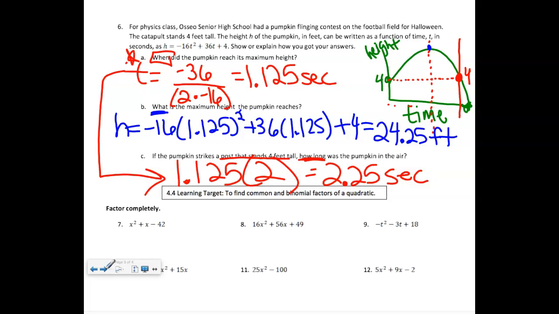Now, I want you guys to notice, A, we use this answer for everything. So if A is wrong, this one's wrong, and this one is wrong. So make sure you double check your answer.